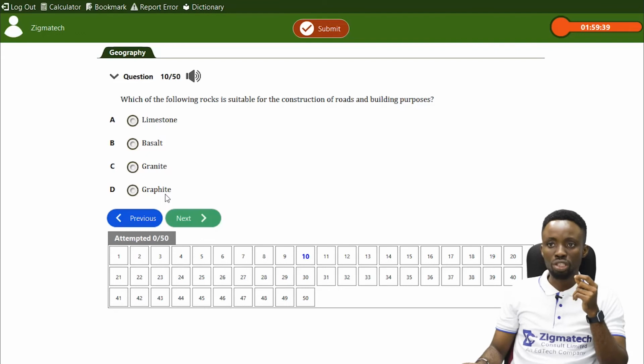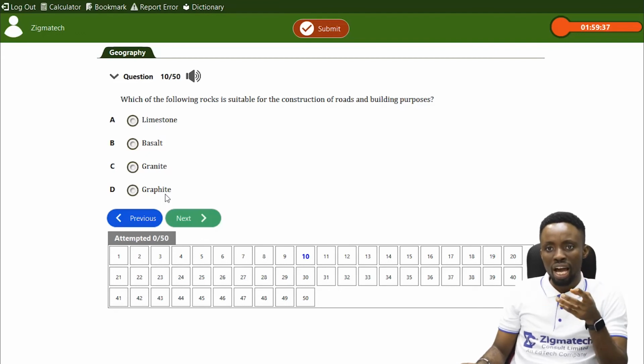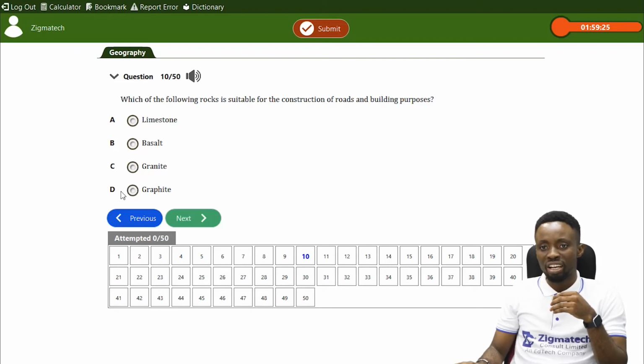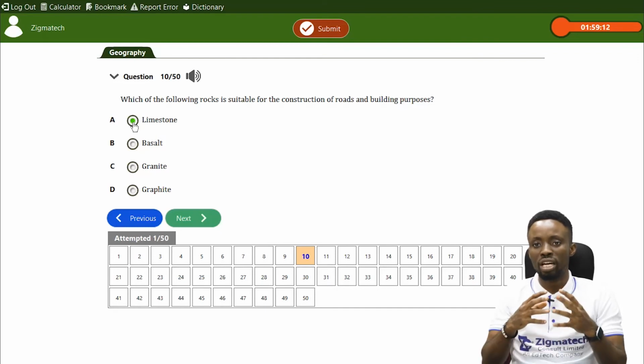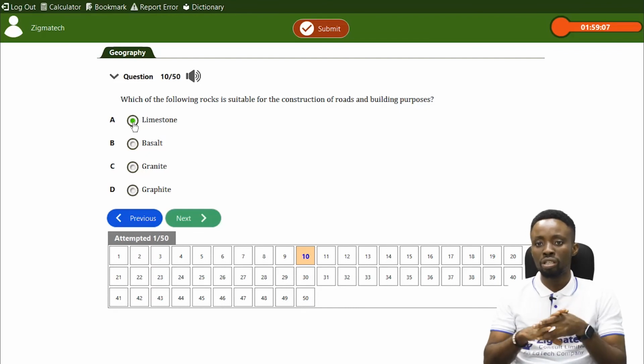Now the question says construction of roads and building purposes. Now if you look at B, basalt is off. We don't use basalt, we don't use granite, graphite to build or construct. So the correct answer will be limestone, which we use for the manufacturing of cement, and this cement is actually used whenever we are constructing or building.